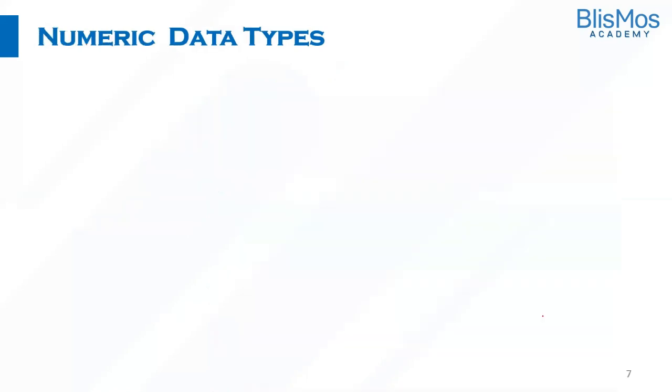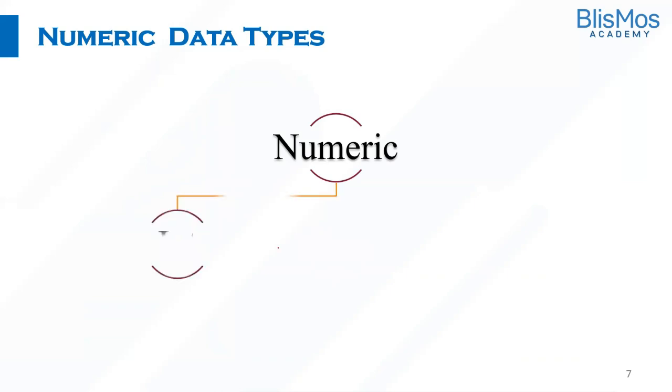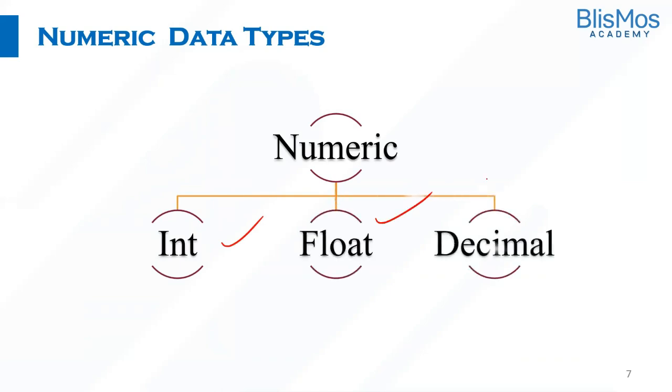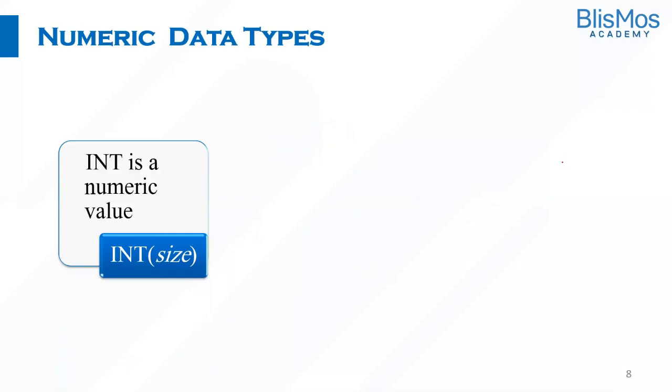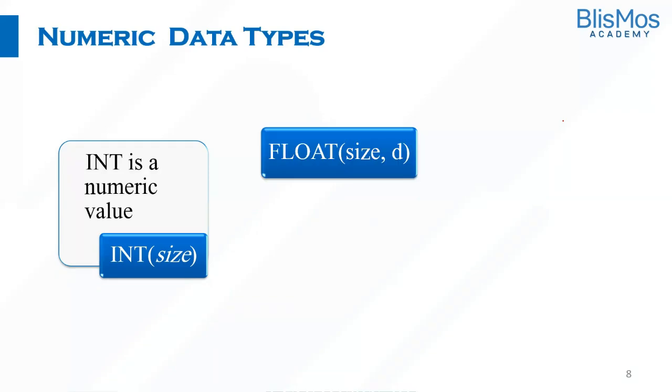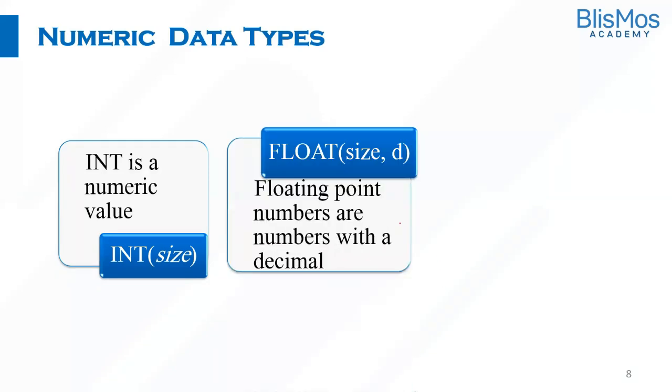Let us look at the numeric data types. What are the numeric data types? Let us say as a part of your table, if you want to specify the age of a person or the phone number of a person, that is when you can use the numeric data types. Among numeric data types, some important ones are int, float, and decimal. Let us look at them one by one. So int is a numeric value. If you don't want anything other than a whole number, that is when you can use int. The second data type here is float. Float specifies floating point numbers with a decimal.